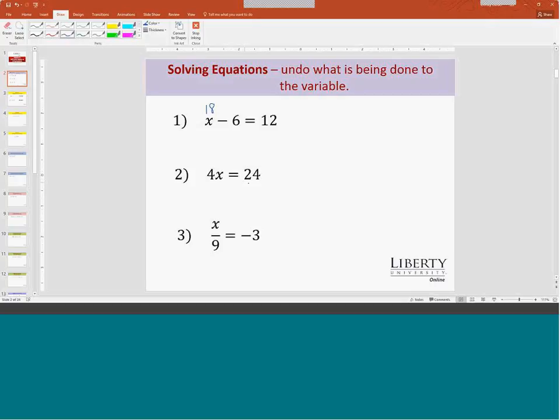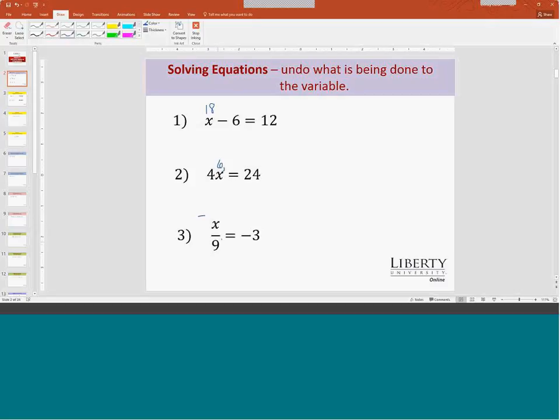4 times some number is 24. Well, if we remember our multiplication facts, 4 times 6 is 24. So because I know in my head that 4 times 6 is 24, x has to be 6. Okay, now x divided by 9 gives me negative 3. So there's got to be some number that, when divided, gives me a negative. Well, this 9 is positive, so x has to be some negative number to produce a negative result when divided.